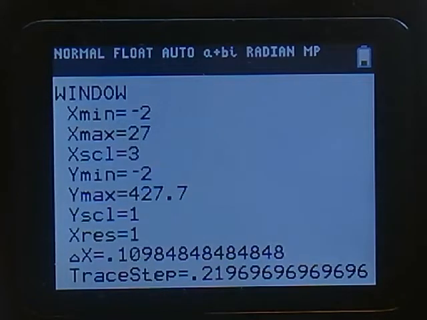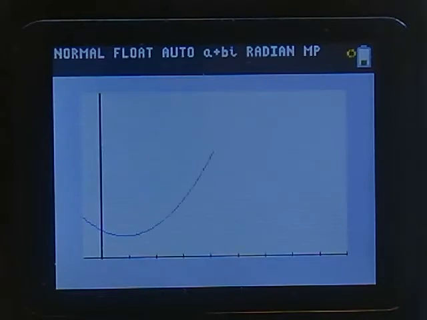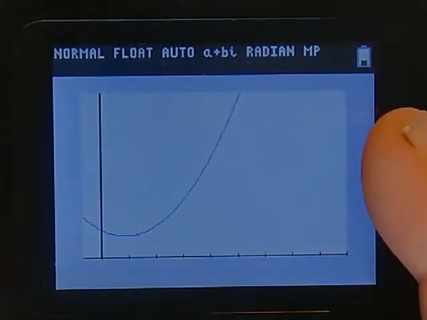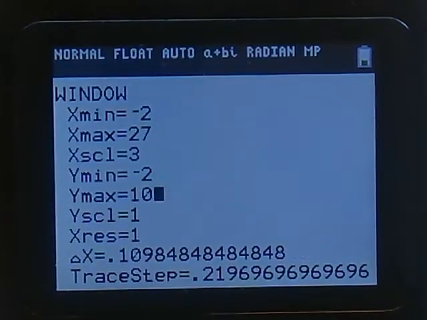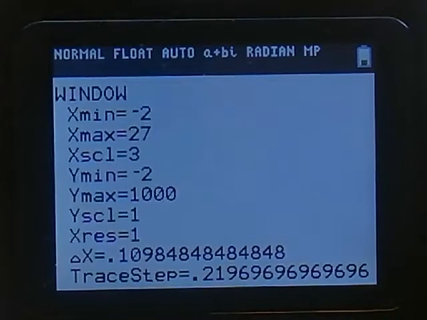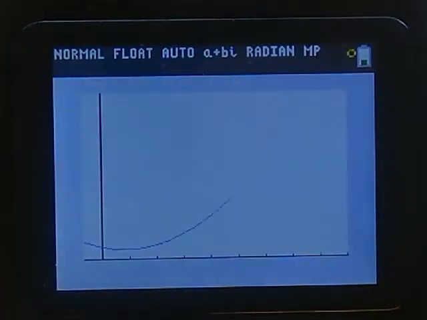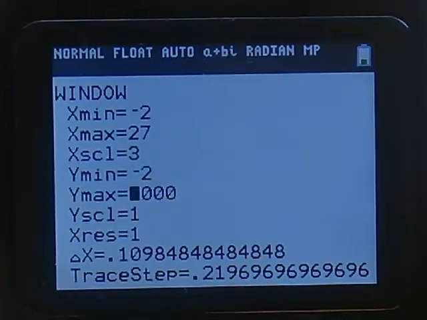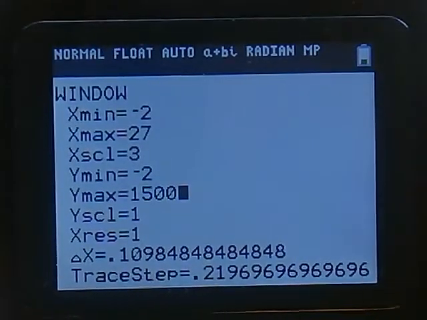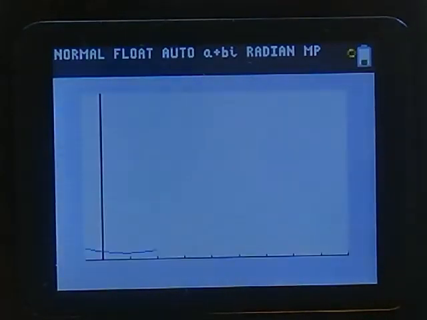And we can see that our y max goes up to about 427. Let's see what this looks like now. Oh, I'm going to have to go higher here if I'm going to see the top of that. So let's go back to window and make this closer to, I don't know, 1,000. Let's make it 1,000 and see if we can see the end of the line out here. Not quite. Let's go up to maybe 1,500 or something. I want to be able to see the top of it. All right, I can see all the way to 25 years.